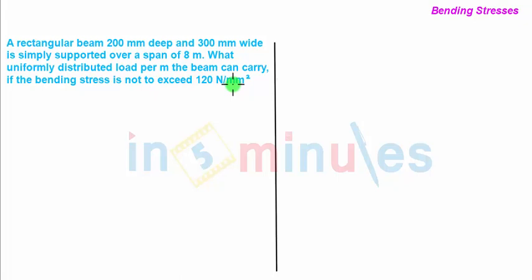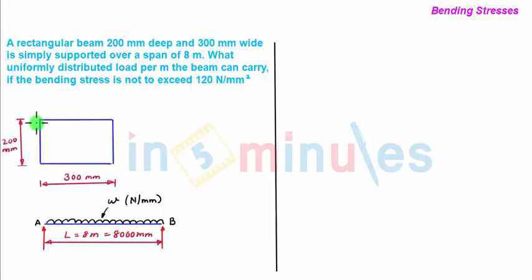So we first draw the figure of the given section. This is a rectangular section 300 mm wide and 200 mm deep, and this beam is simply supported at points A and B, and a uniformly distributed load of W Newton per mm is acting on the beam. In this problem we have been asked to find this value of W if the bending stress is not to exceed 120 Newton per mm square.